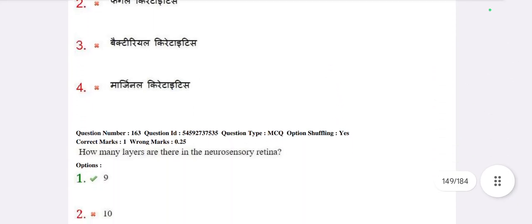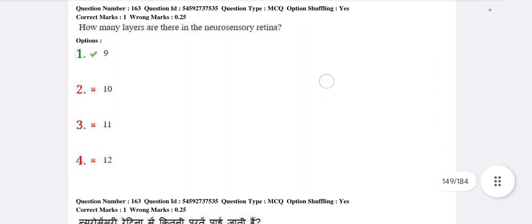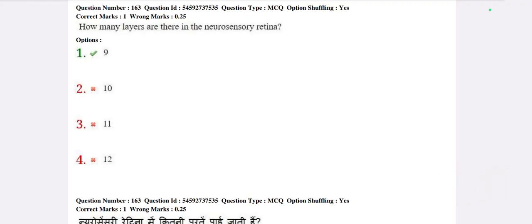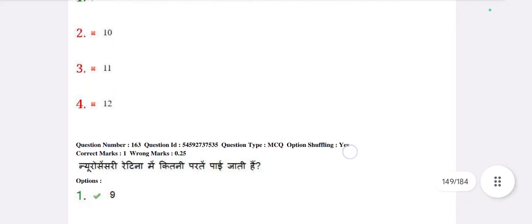Next question is, how many layers are there in neurosensory retina? Options are 9, 10, 11 or 12. Correct answer is 9.